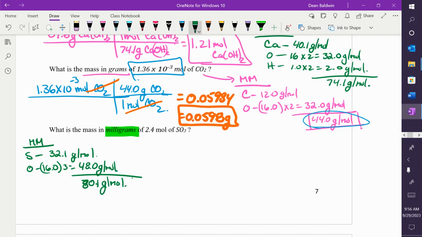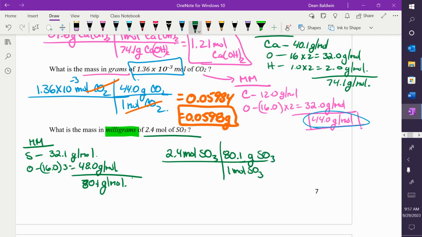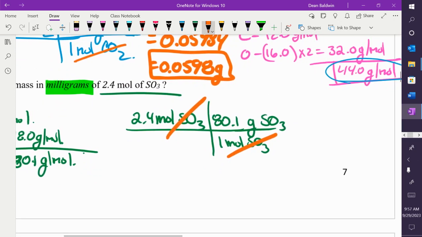Yes. All right. We have 2.4 moles of SO3. What unit do I want in the next box? Moles or grams? Moles. In the bottom one. So I want 1 mole of SO3 is 80.1 grams of SO3. So we know those are going bye-bye. Now I have my answer in grams, correct? Is that what we want our answer to be in? No, we want it in milligrams.